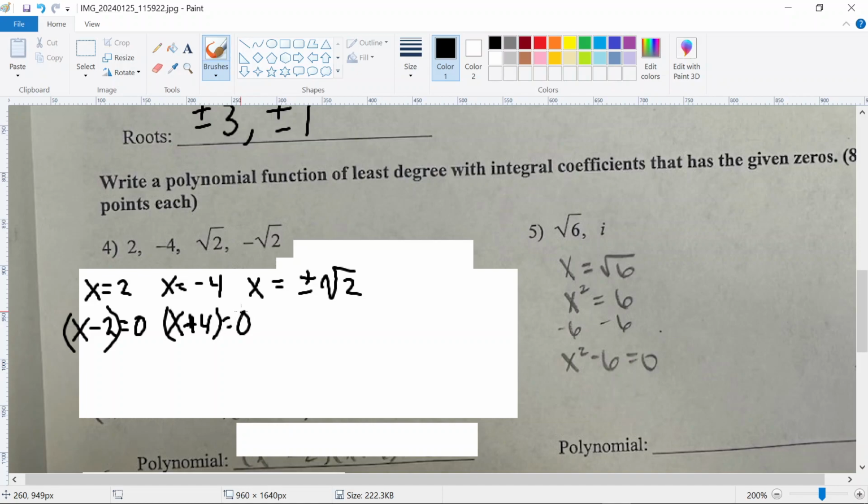And then x equals plus or minus square root of 2, I'm going to square both sides. X squared equals 2. And then I'm going to subtract 2 from both sides. X squared minus 2 equals 0. So those are the factors of this polynomial: x minus 2, x plus 4, x squared minus 2. Now, to find the polynomial, I'll just multiply all those together.